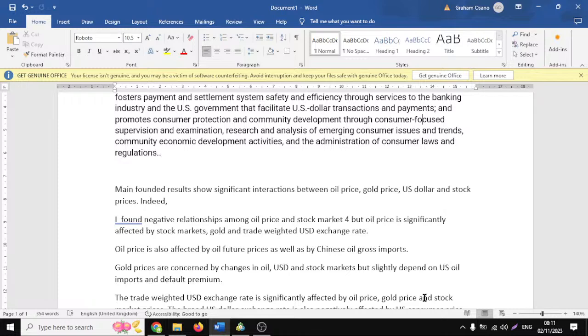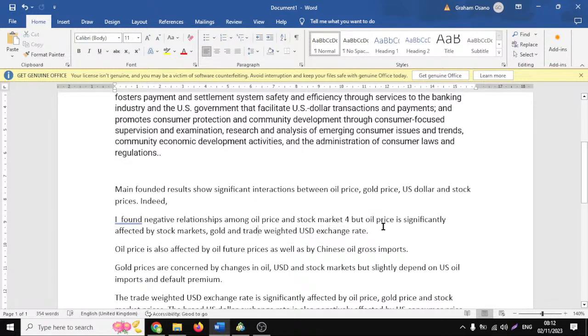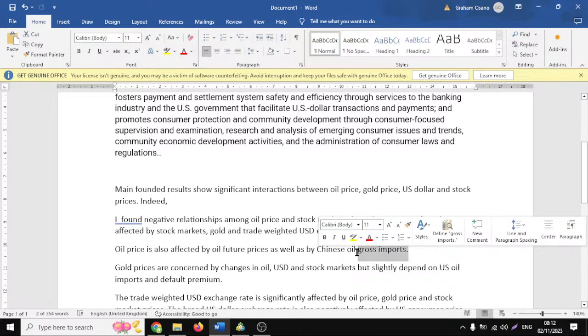And I found that there is a negative relation between oil price and stock indices for the market. But oil price is significantly affected by stock prices, gold, and the trade-weighted US dollar exchange rate. So you can see here that even with the findings I have, the weighted exchange rate for the dollar still affects the price of oil, just as I've said. Oil prices are also affected by futures prices as well as Chinese gross oil imports. So let me explain why that is true.